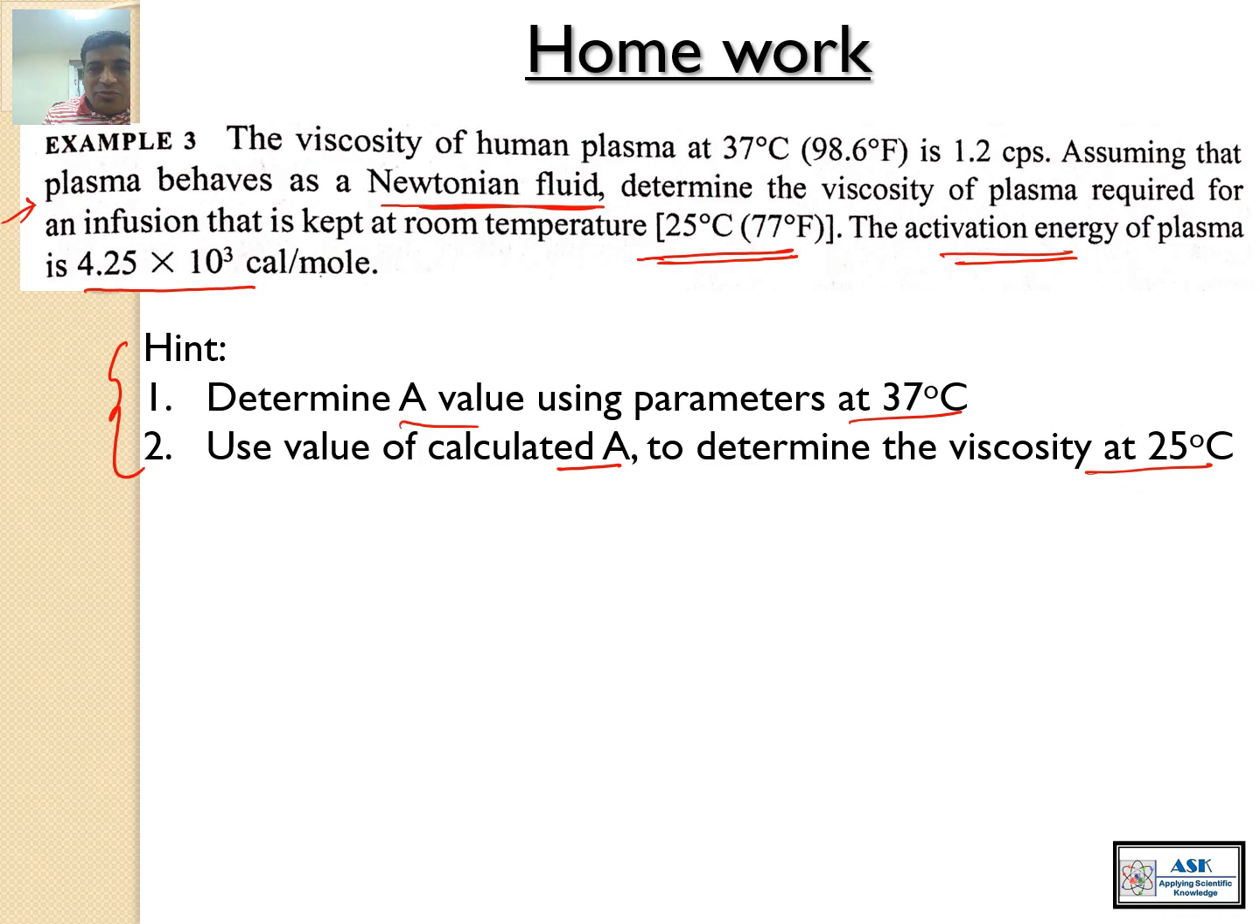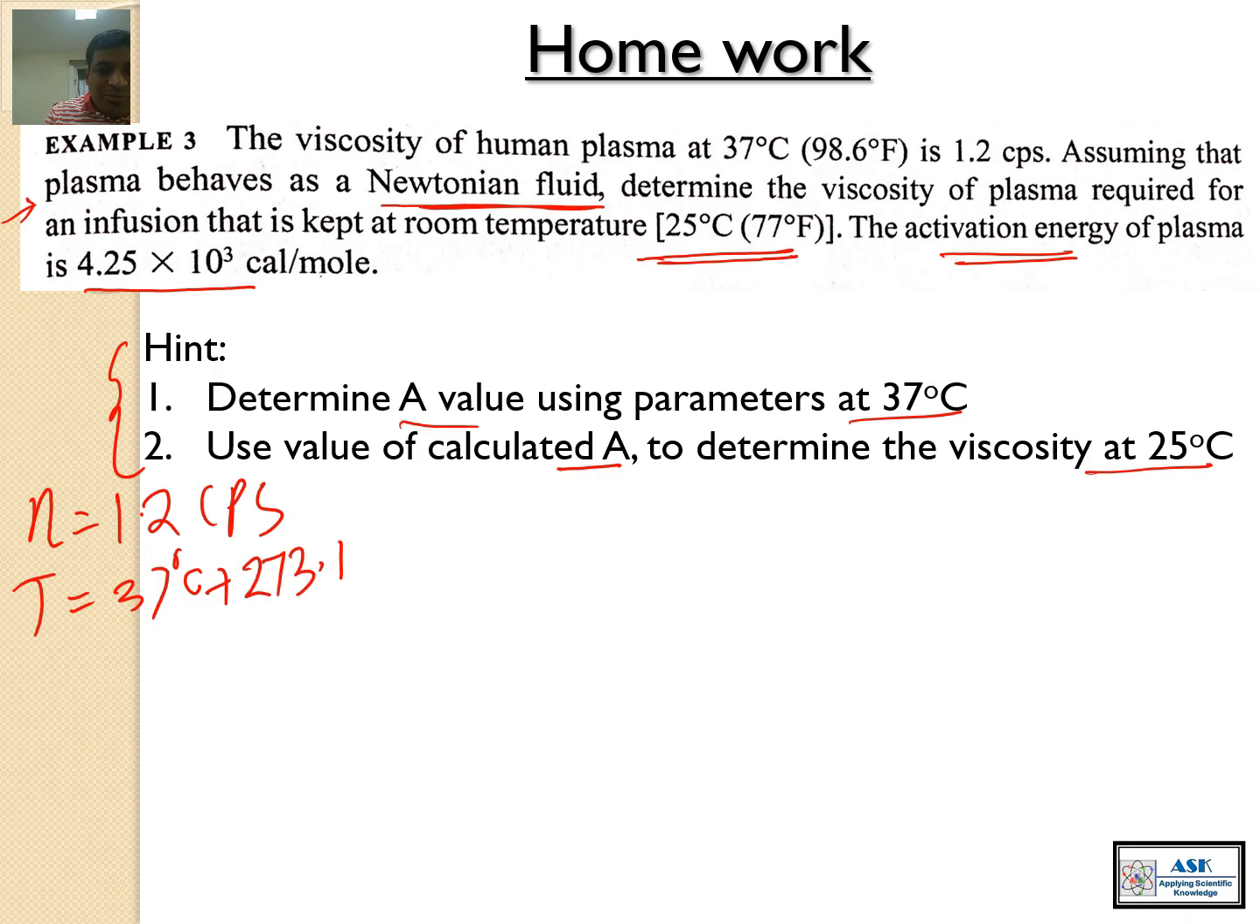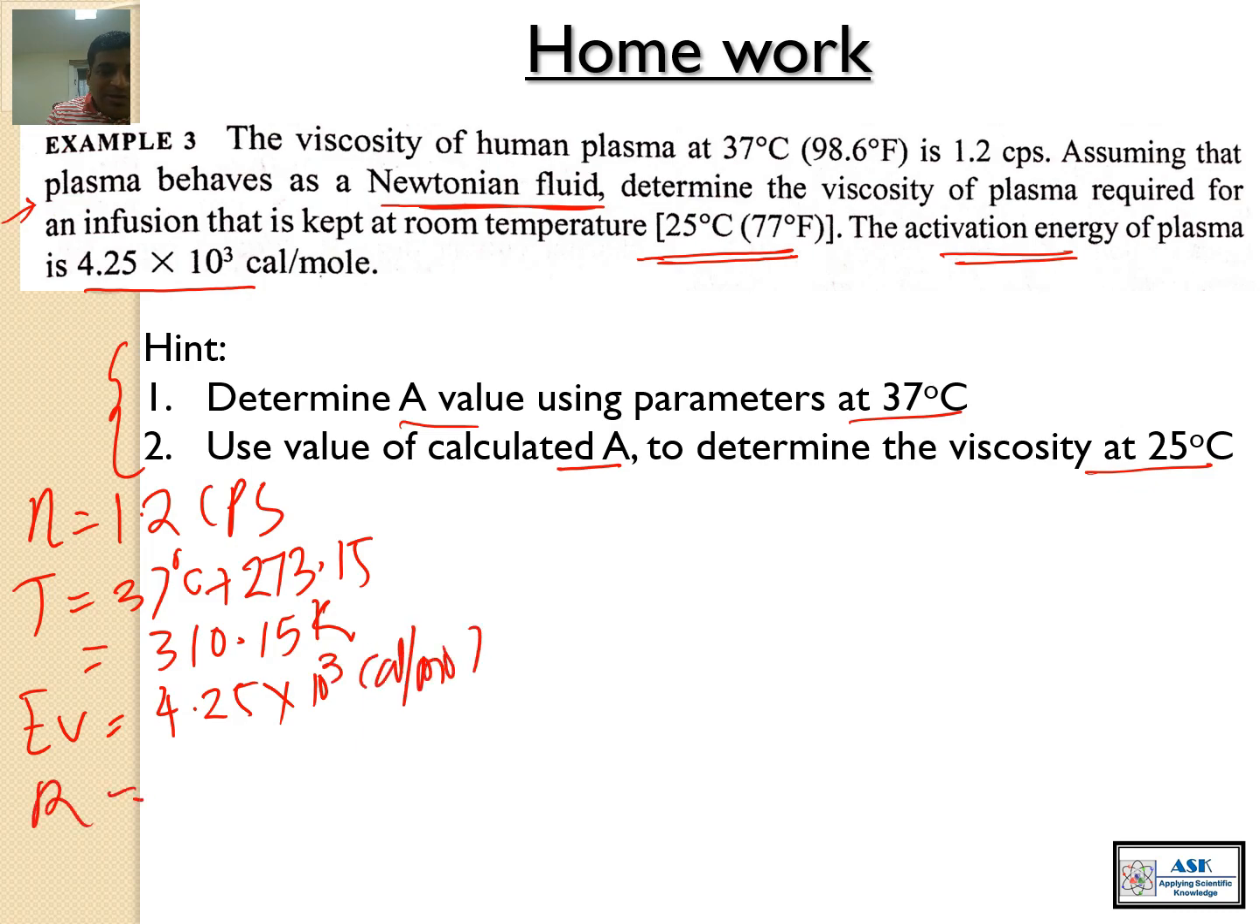So generally, I always figure out what is given. Eta is given, 1.2 CPS, at a temperature of 37 degrees Celsius. I need to convert that into Kelvin by adding 273.15, which is equal to 310.15 Kelvin. Then the activation energy is given, 4.25 times 10 raised to 3 calories per mole. Then the value of R is given, 1.987 calories per mole times Kelvin.